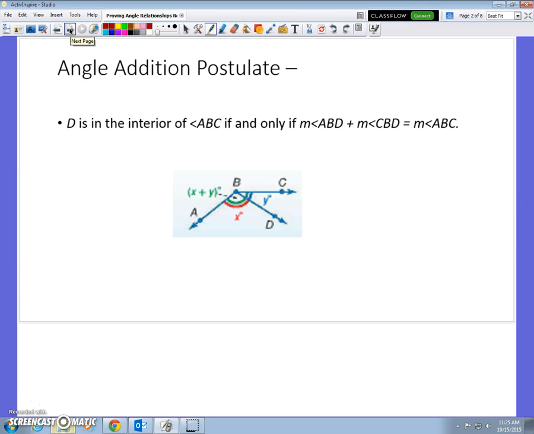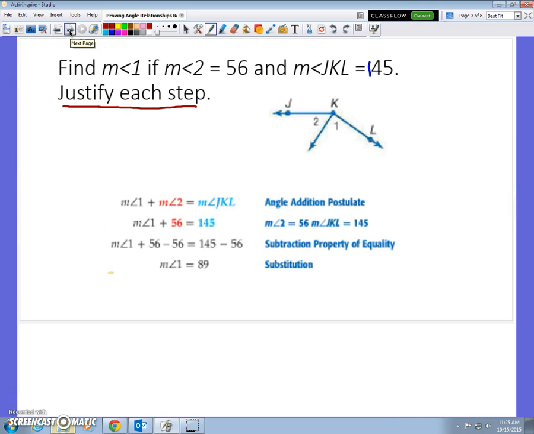What the angle addition postulate says, keep this one in mind: if you have this point right here, D, and you know that ABD plus CBD is equal to ABC, then you know that D must be somewhere in between, on the interior. So whenever you're adding those angles together and they're not supplements or complements, it's called the angle addition postulate. If it's not a linear pair, or it's not a complement, then that's what you're using.